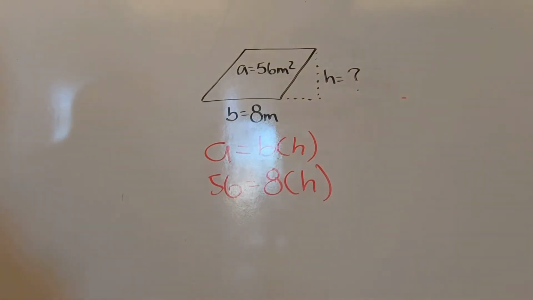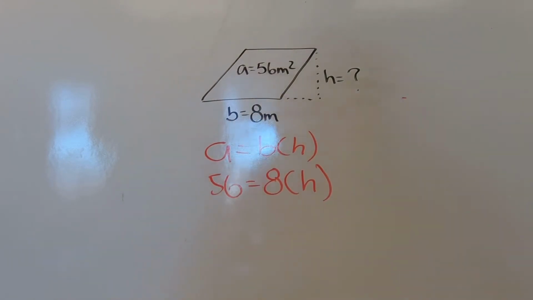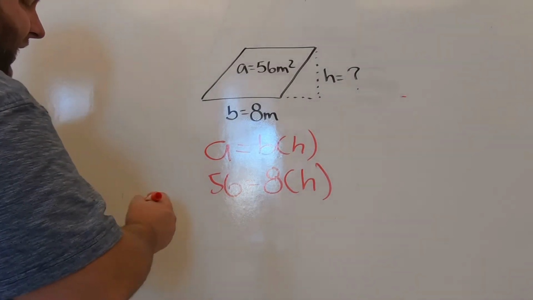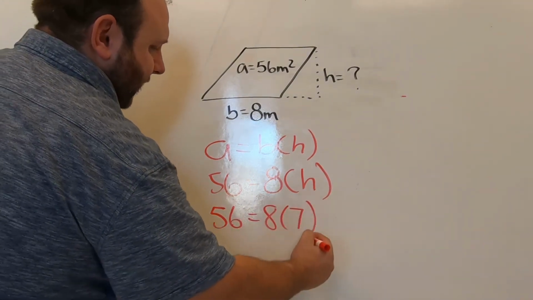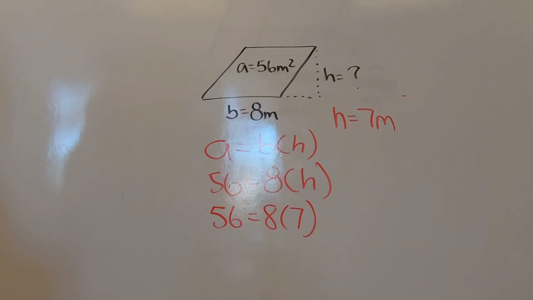So we need to ask ourselves, what times 8 will give us an area of 56? Or we can divide 56 by 8, which will do the exact same thing. So again, if you know your 8 multiplication tables, 8 times 8 is 64, so that's too much. So 8 times 7, however, is 56. So 56 equals 8 times 7, which means the height is 7 meters. So again, guys, these are just very basic examples. If you don't know one of the measurements, work your way backwards.